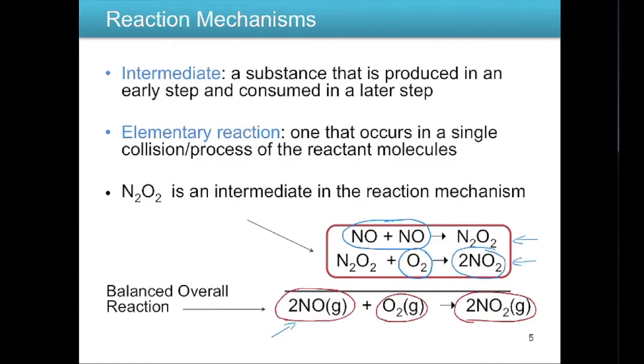And we have both an N2O2 on the reactant side of step 2 and the product side of step 1. So since this is a molecule that was first produced and then used up, it's an intermediate, and intermediates are not included in the overall reaction. They essentially cancel themselves out, right? Because it's produced, then it's used up, so it's no longer there as part of the overall reaction.